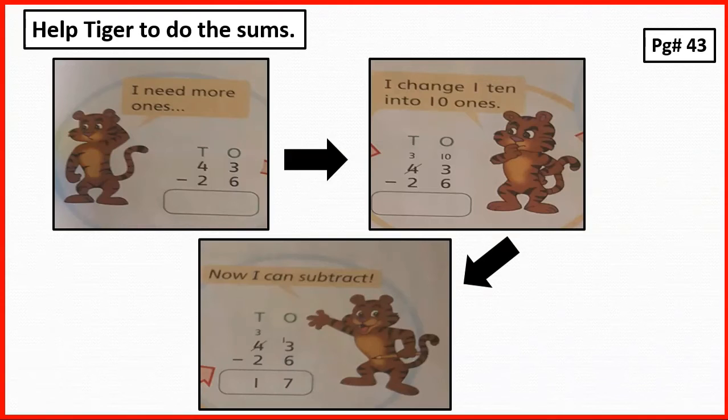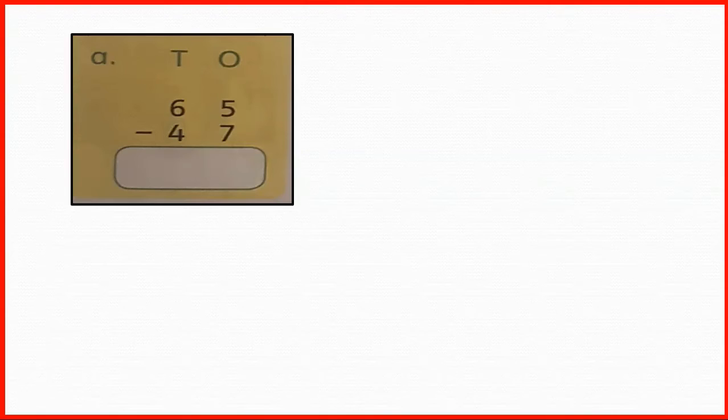Now I'm going to solve part A of question 1. Let's subtract. Start with ones. How can we take away 7 ones from 5 ones? We need more ones. We take 1 ten from the tens column and change it into 10 ones. Now there are 15 ones and 5 tens are left.